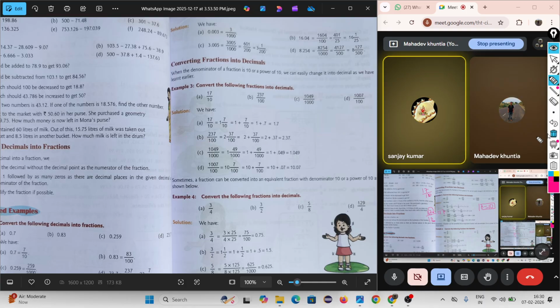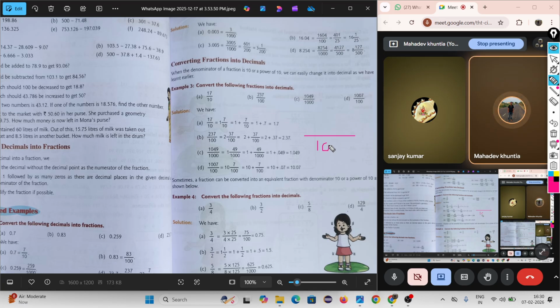That means if any fraction has a denominator of 10, 100 or 1000 or 10,000, in the numerator we have to put the decimal point to the left side on the basis of how many zeros there are in the denominator.